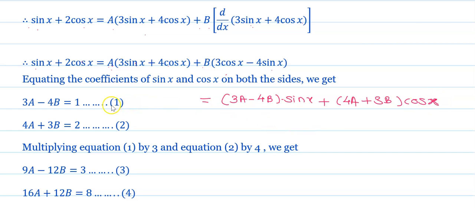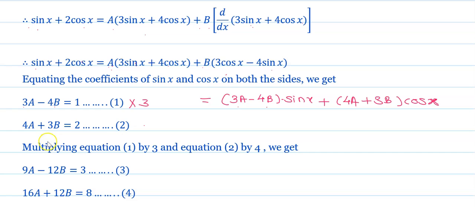Now compare both the sides for the coefficient of sin x and cos x. The coefficient of sin x on the left is 1. Here it is 3a minus 4b, and hence 3a minus 4b is 1. What about the next? The coefficient of cos x on the right hand side is 4a plus 3b. Here the coefficient of cos x is 2. This is equation number 2. Now we'll solve these two equations simultaneously. We'll multiply equation number 1 by 3.